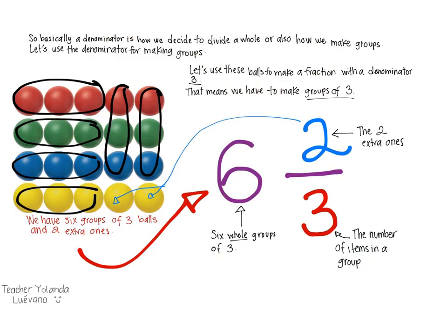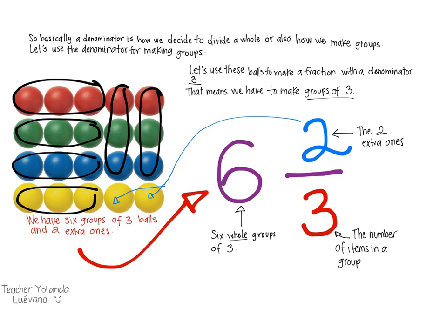Now, let's pay attention to these things. Making fractions is not only a part of one thing, it can also be making parts of groups, of totals of groups. A denominator is how we decide to divide a whole, or also how we make groups. So a denominator is how we divide something or how we make groups.